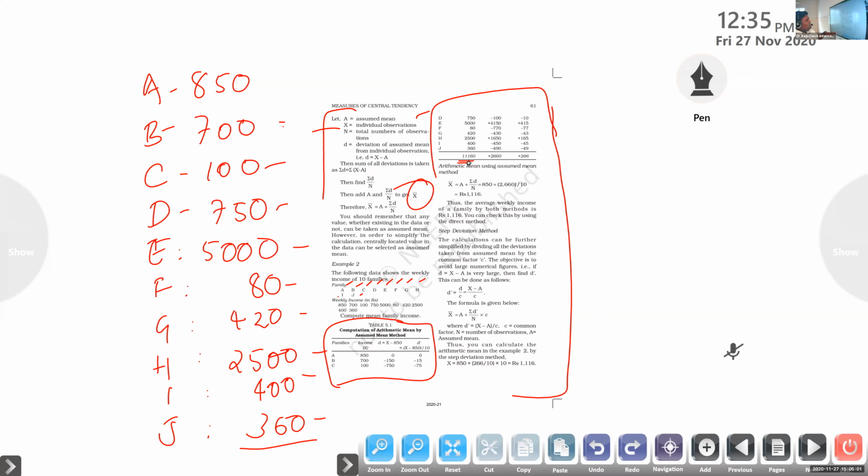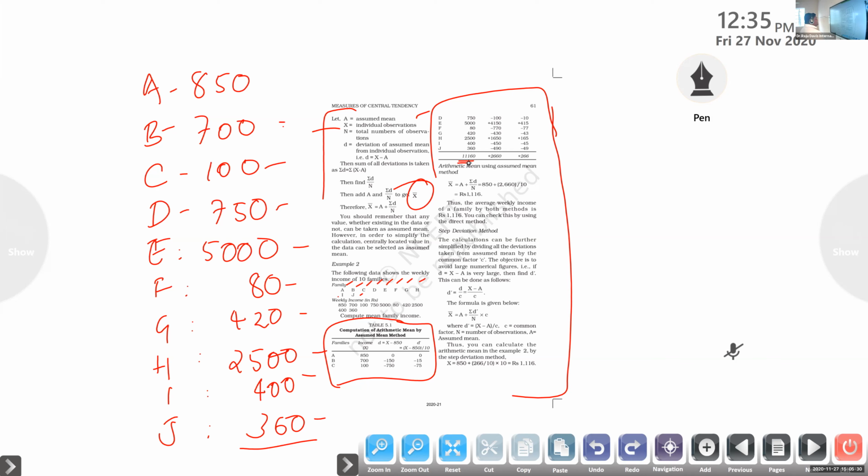Then just divide that by 10. What answer will you get? You will get 1116, right? In the direct method, the answer is there. Yes or no? If you divide that by 10, the 0 will cancel. So we got rupees 1116.